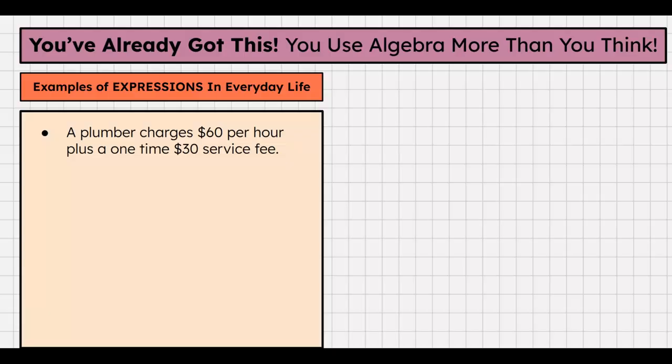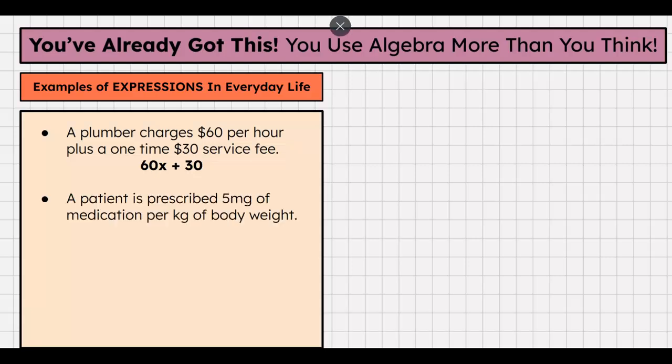So, the first example is a plumber charges $60 per hour plus a one-time $30 service fee. If we were to write this as an algebraic expression, we would have 60x plus 30, where 60 represented the amount he made per hour, x represents the unknown number of hours that he has worked, and 30 represents the $30 service fee.